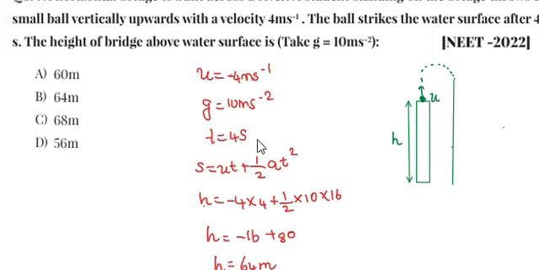So t is equal to 4 seconds. s = ut + ½at². So u is minus 4 and t is 4, plus 1/2 into 10 into t² which is 16. So h is equal to 64 meters.